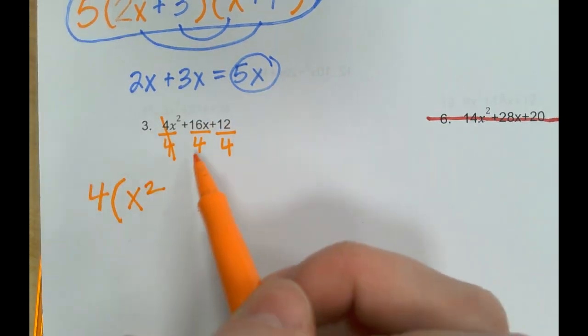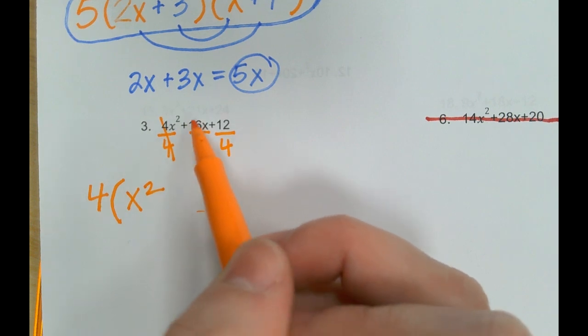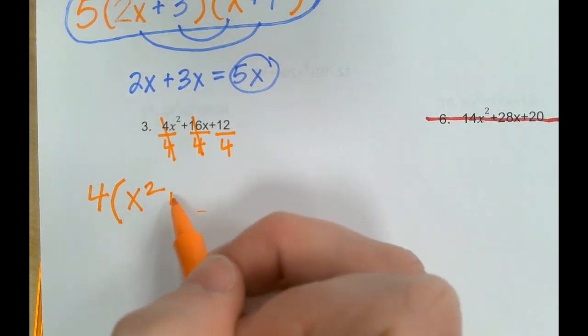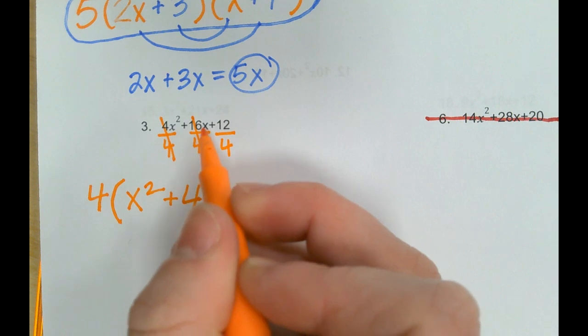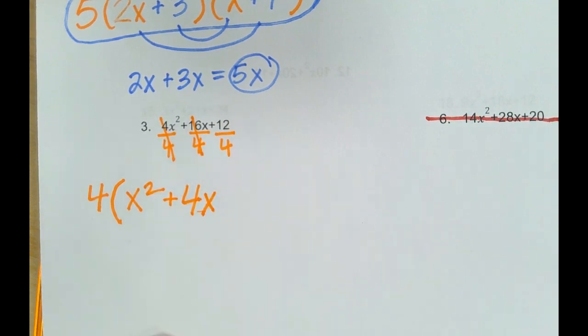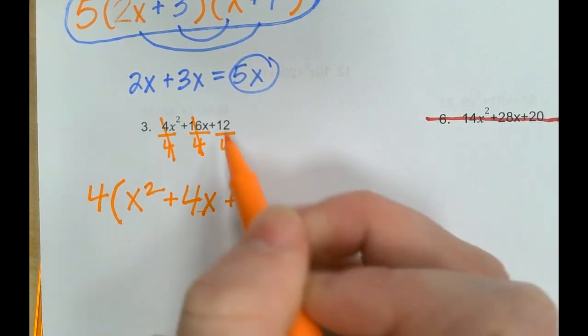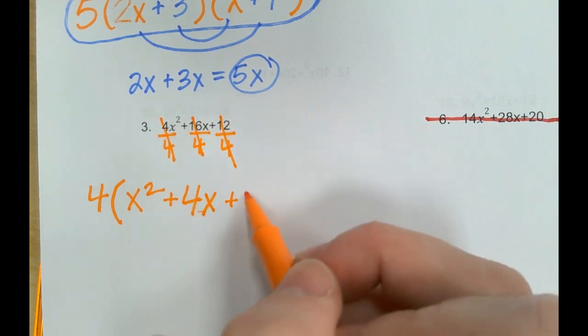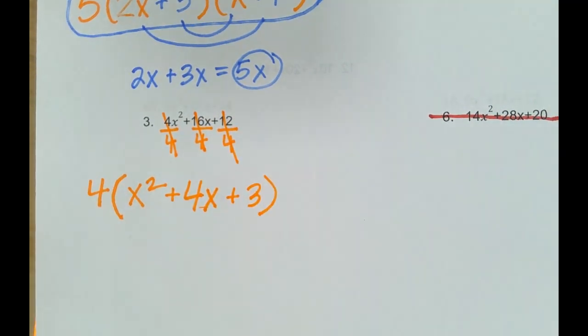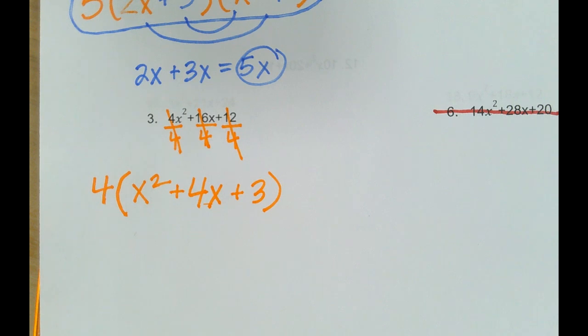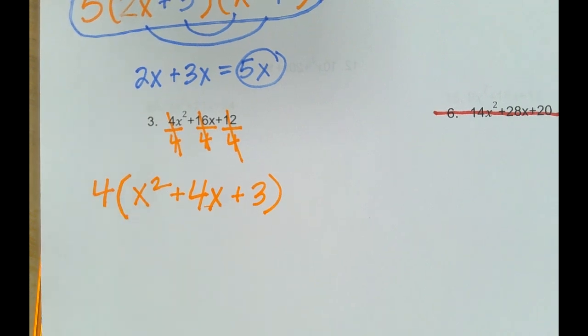And what do we do next? 4x. Yeah, 16 divided by 4 gives us 4, and then we bring down our x. And 12 divided by 4? 3. Very good. Thank you, guys. Okay. Oh, we got lucky on this one. What's good about this one?